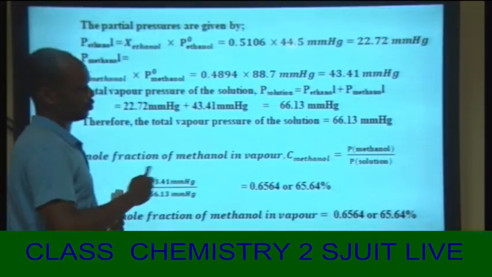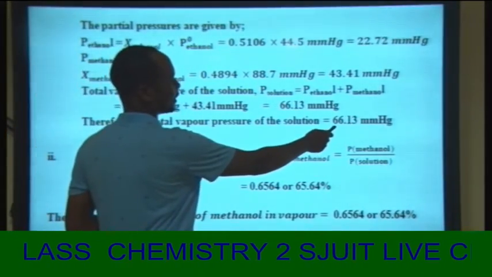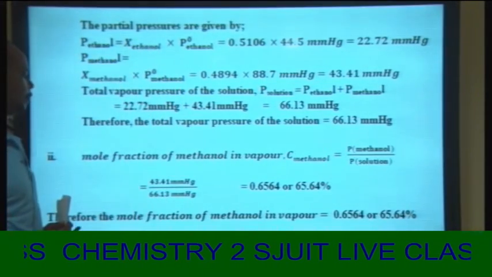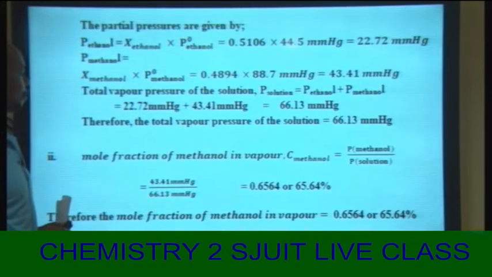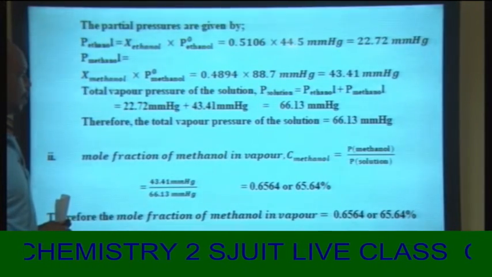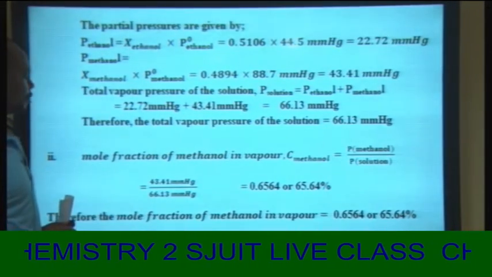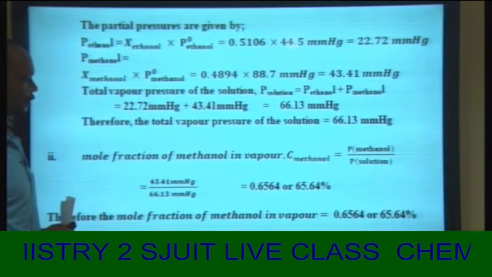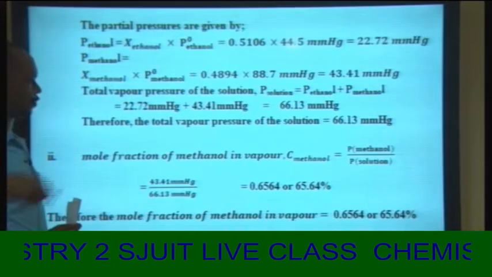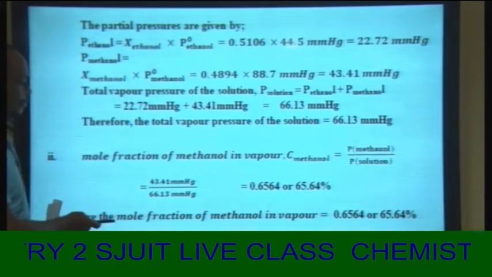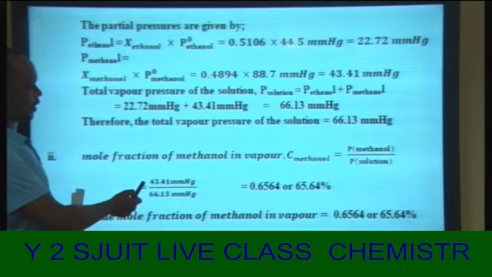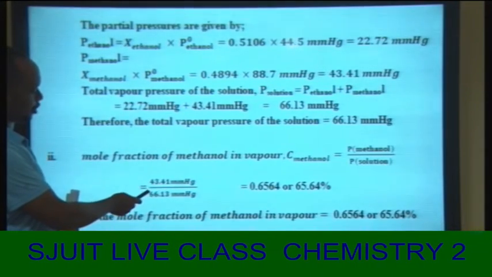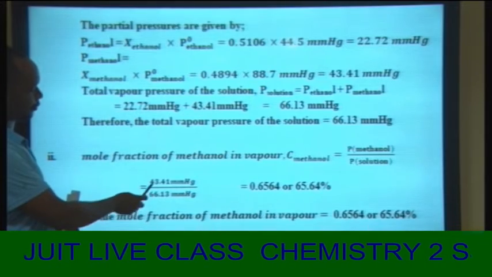Total pressure of the solution was 66.13 millimeter of mercury, while partial pressure of methanol was 43.41 millimeter of mercury. Now we have these two important data. We need to take partial pressure of methanol and divide it by the total pressure of the solution.